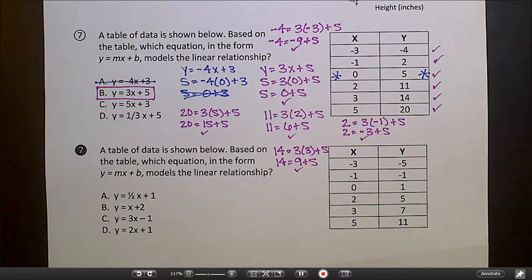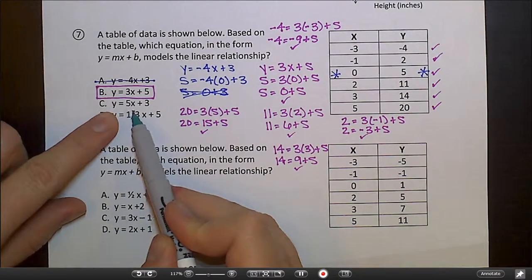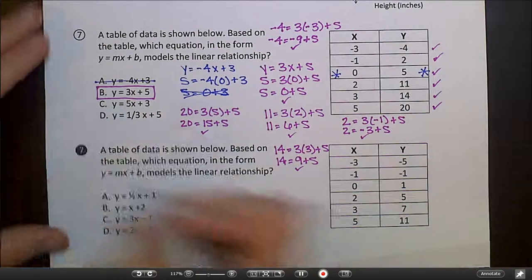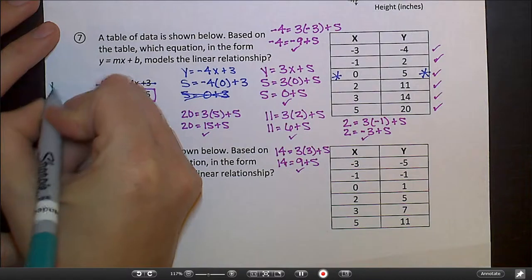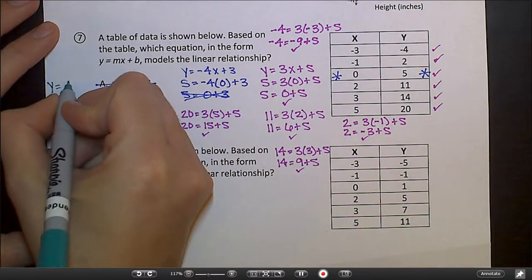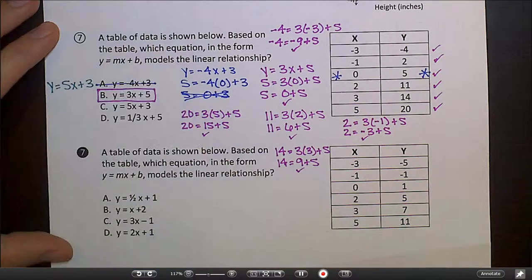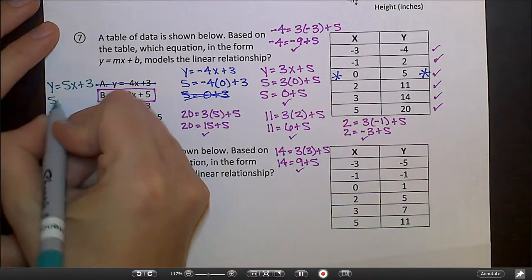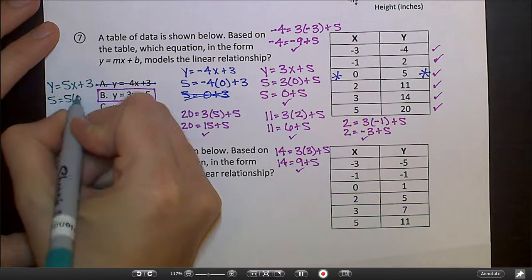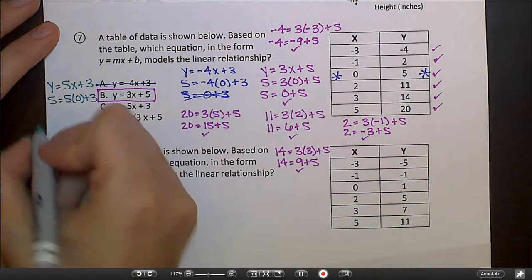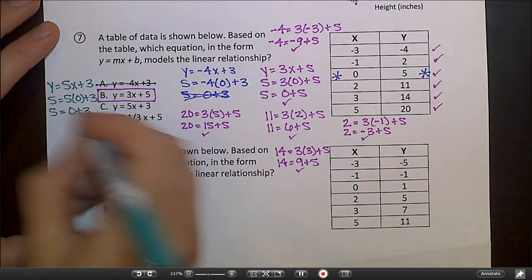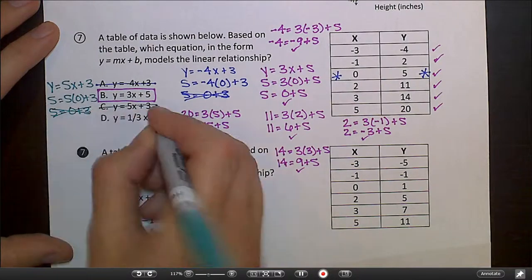But let's go ahead and double check how we would plug into these equations, just so that we have the practice. So I'm going to say y equals 5x plus 3. I'm going to go back to my easiest pair. So 5 equals 5 times 0 plus 3. So that'd be 5 equals 0 plus 3. That does not work. I didn't think it would, but it's good to double check.